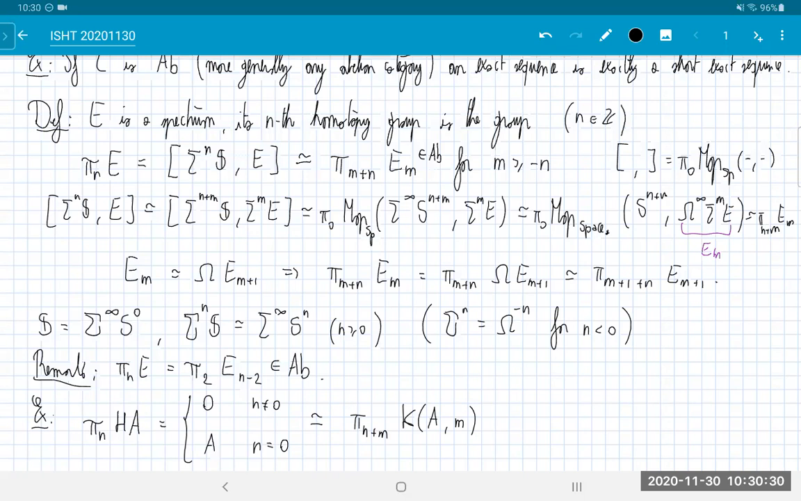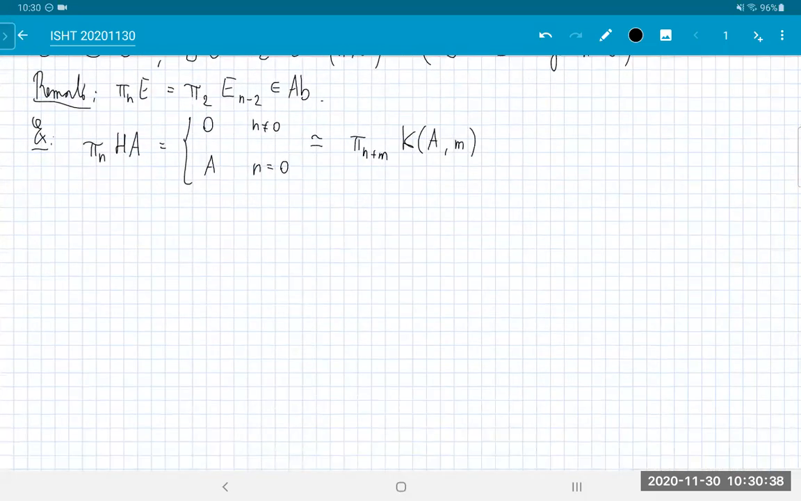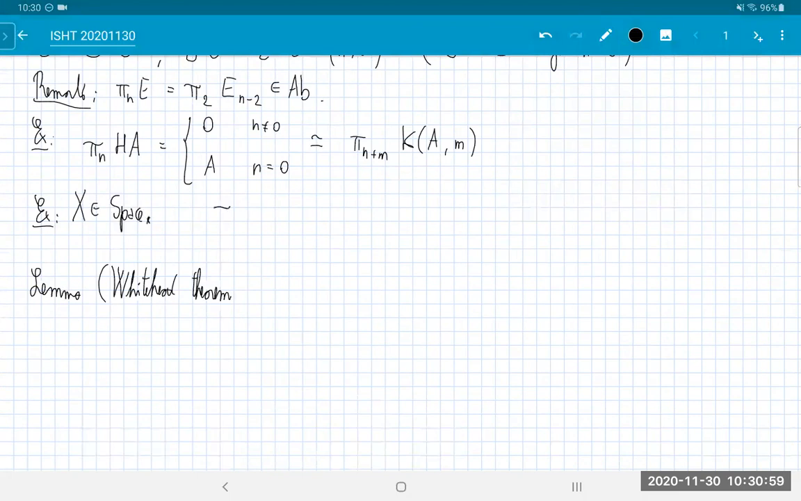Okay, questions about this? Let me first then give you an important property, what I call the Whitehead theorem for spectra. Oh, no, wait, I need another example first. Sorry. So let X be a pointed space. Then the pi n of sigma infinity X. Well, no, I don't think it's an exercise, sorry.